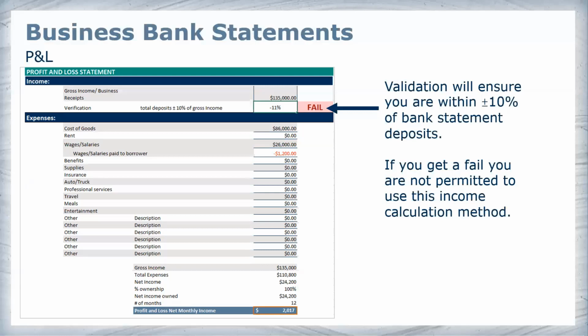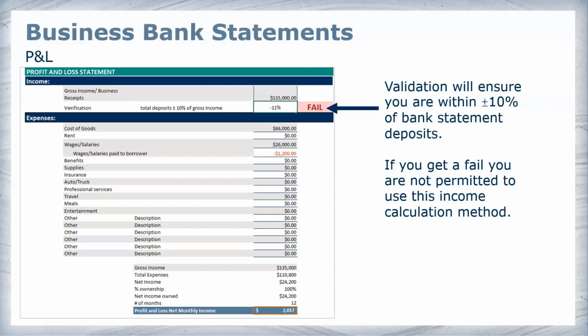You'll want to begin by entering all the figures from the P&L. The wages paid to the borrower can be added back, so it is listed here as a negative and subtracted from expenses. And again, this is an automatic calculation. The gross income minus total expenses gives net income, and then it's based on the percentage of ownership, and this will give you the net income owned. The final step is to take the net income owned and divide it by 12 months.